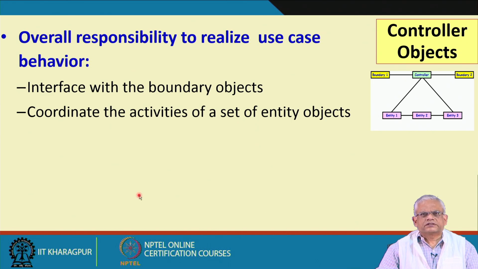The controller objects are possibly the most intelligent of the objects. The boundary does not do any processing. The entity objects do only some very elementary processing.